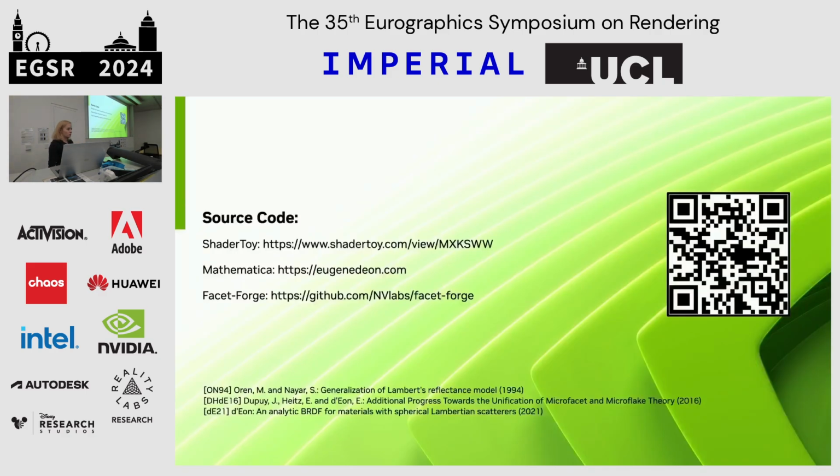And since we are not cruel people, we of course have the source code, because we would not ask anyone to type all the formulas from the paper into their own source code. We provide a couple of implementations. We have a Shadertoy implementation, which is online right now, and a Mathematica implementation. Most likely there will be further implementations coming, something for Mitsuba or Falcor, which is NVIDIA's renderer.